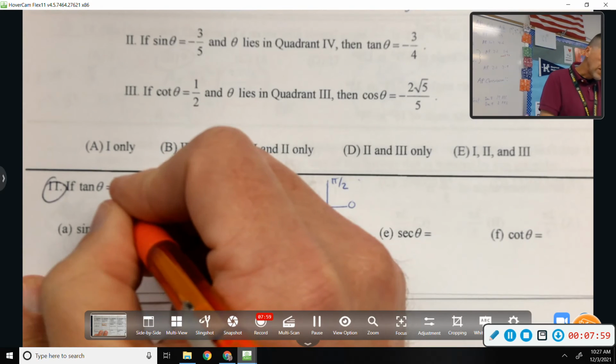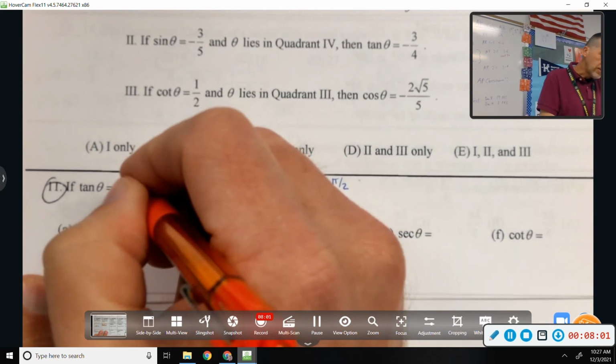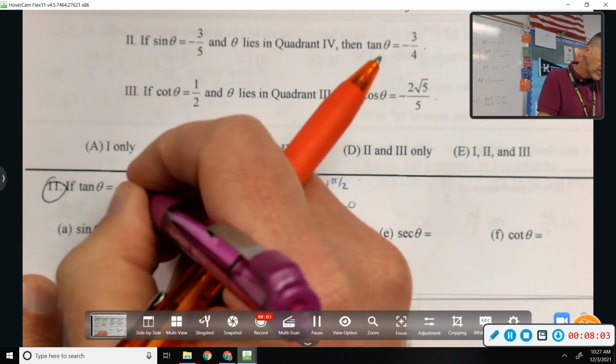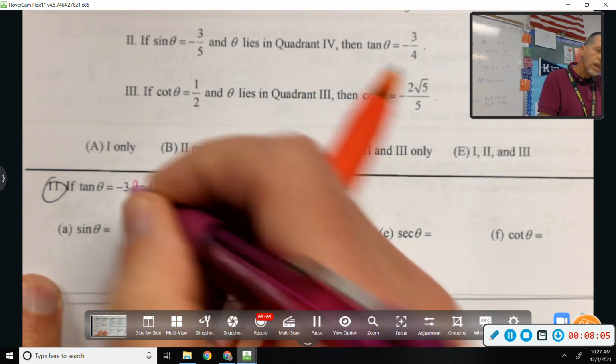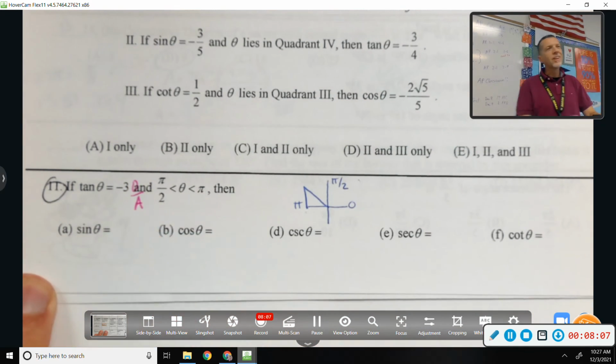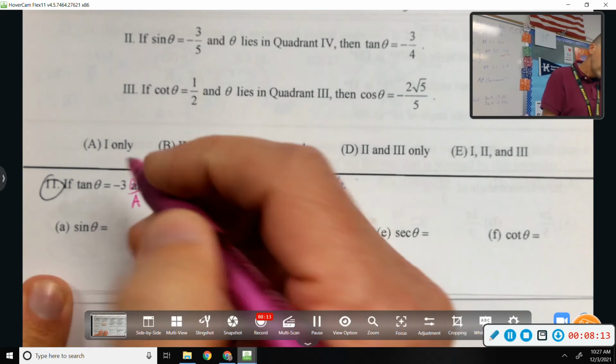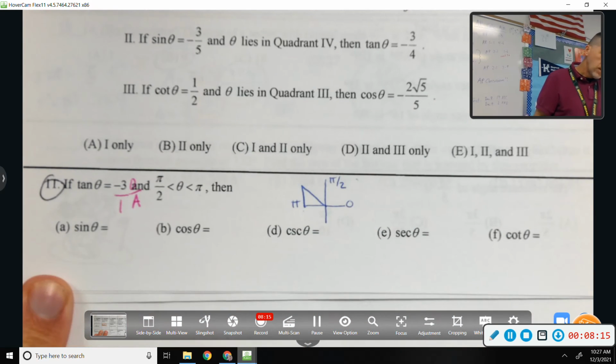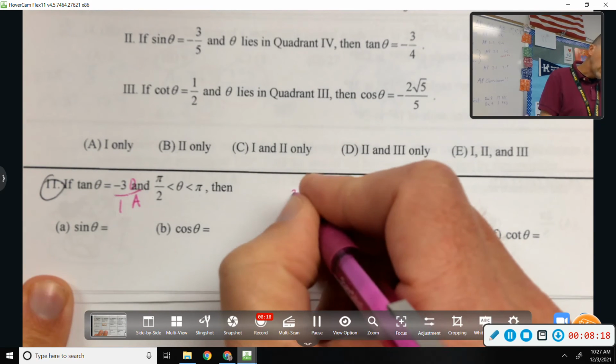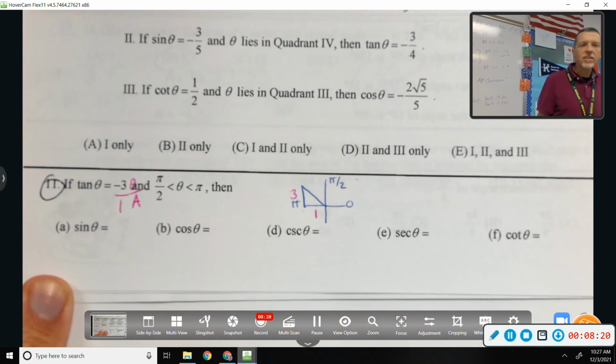Now, labeling it, I know that tangent is opposite over adjacent, but I've only got one number there. Anybody know how to? Yeah, just put it over 1. So 3 is the opposite, 1 is the adjacent.